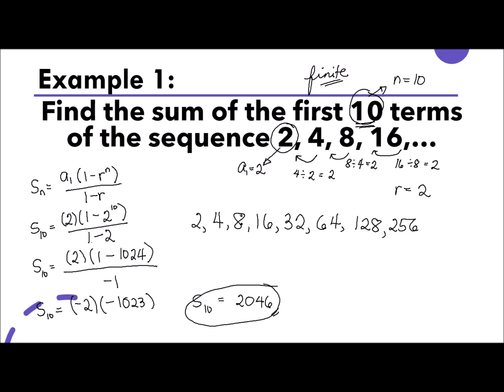Ilan na tayo? 1, 2, 3, 4, 5, 6, 7, 8. O, kulang pa ng dalawa. 256 times 2, the answer there is 512. And then, times 2 again, my dear. The answer there is 1,024. So, pagka inadd mo to lahat, ang sagot daw ay 2,046. Okay? I hope that's clear with you.